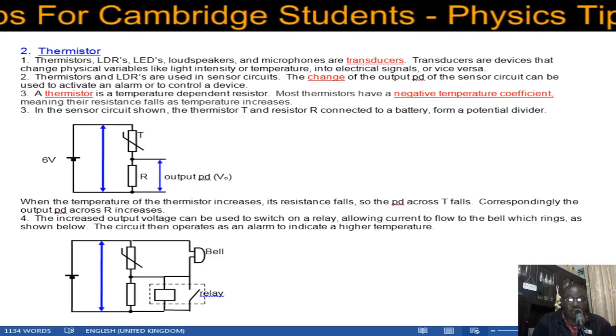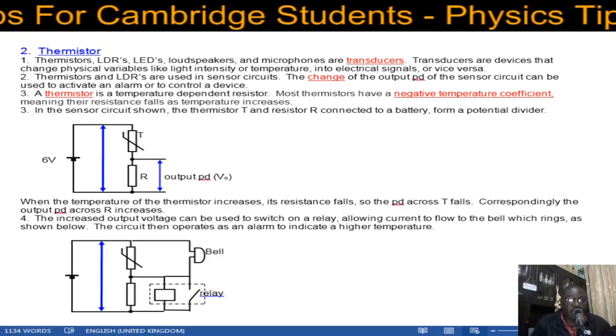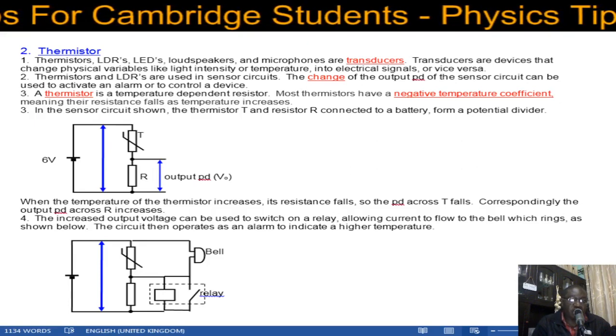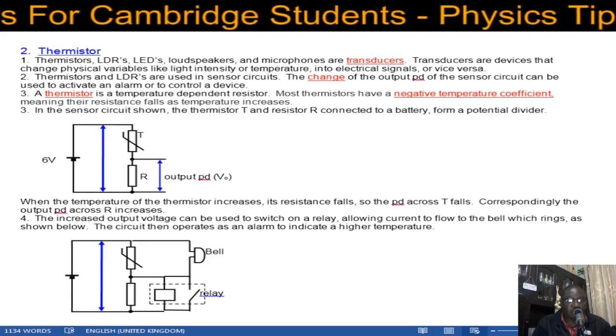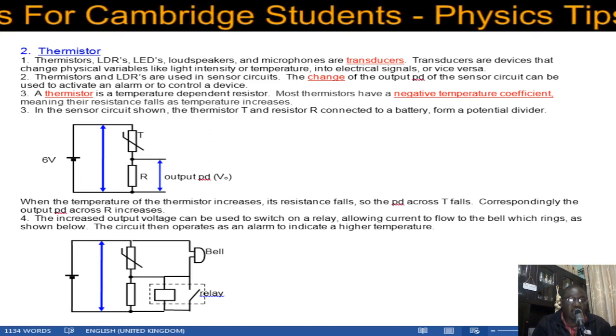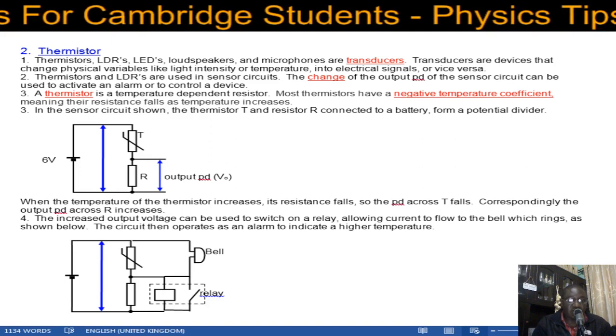Right, in this video I'm going to look at transducers. They are divided into two. We do have input transducers and output transducers. Input transducers are usually connected in a potential divider circuit.